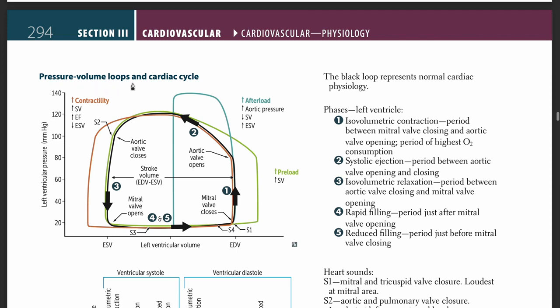Pressure volume loops and cardiac cycles. Okay, so let's first go over this. Here you have the mitral valve close. Okay, so let me just draw it up for you guys.